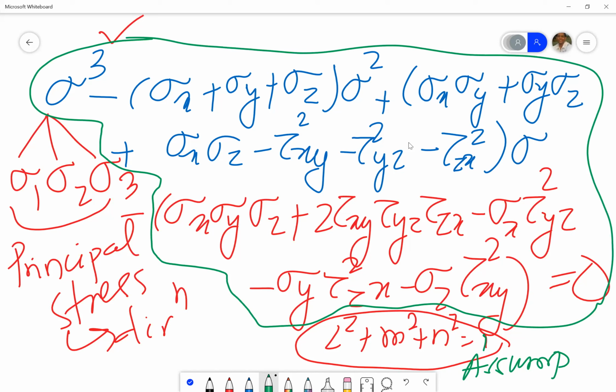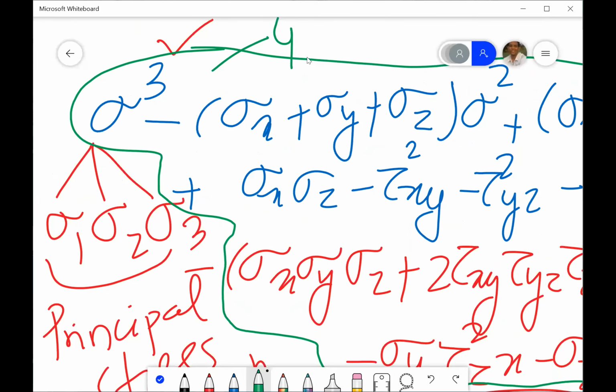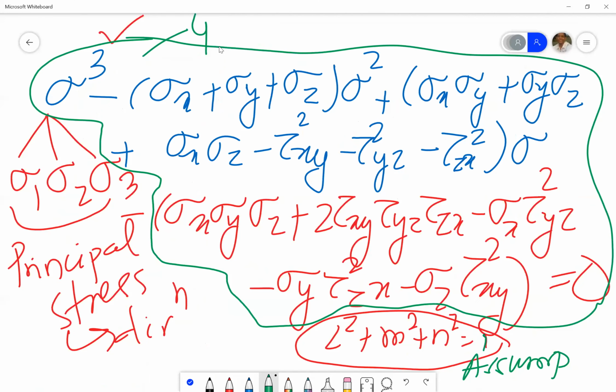Okay, so this is here. Before that, we have three equations, 1, 2, 3, and this is equation number 4. I am writing it here because there is no space here. This is equation number 4.